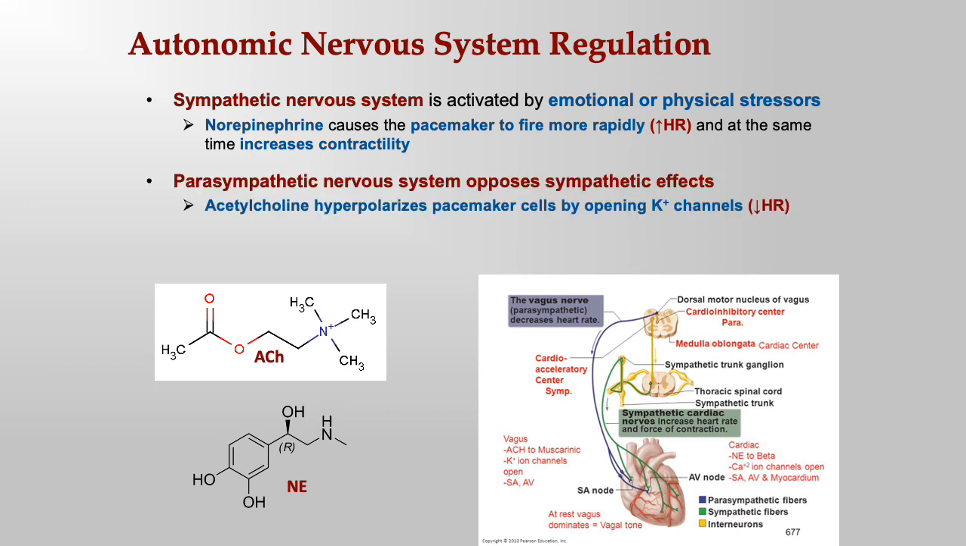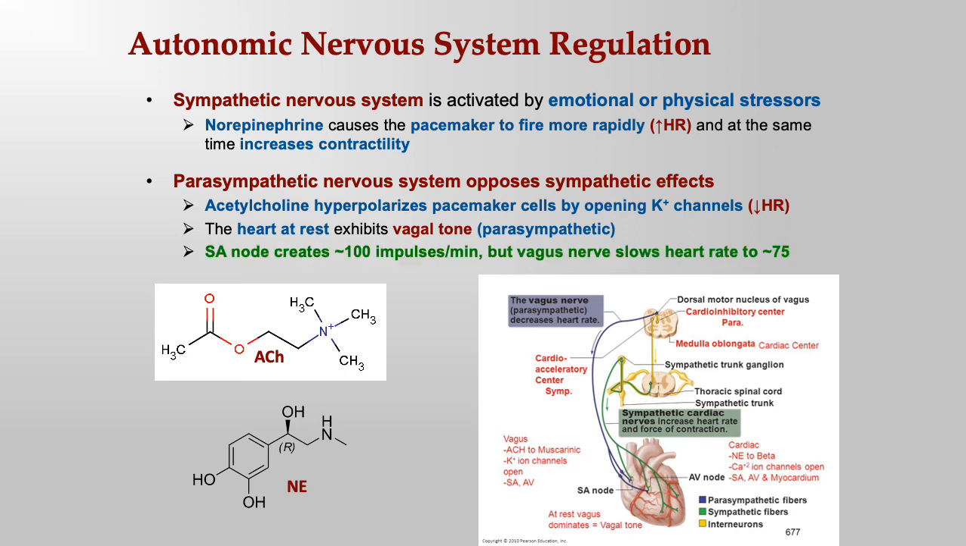Parasympathetic does the opposite. Acetylcholine hyperpolarizes pacemaker cells by opening potassium channels, and that lowers heart rate. The heart at rest exhibits what we call vagal tone. Remember, the SA node wants to fire 100 beats per minute. The vagus nerve slows it down to 75. That's the vagal tone. The SA node creates 100 impulses per minute, and the vagus slows it to around 75. These are just estimates; it differs from one person to another.